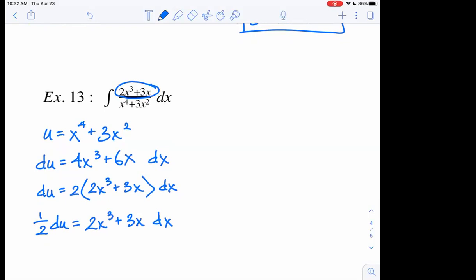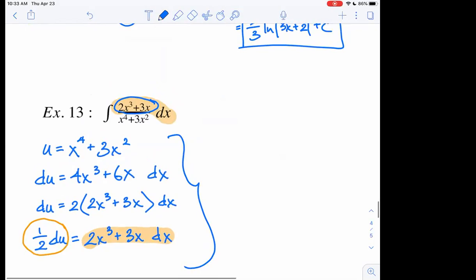Okay. So now we're good, right? Now everything matches? Yes, it does. Okay, cool. All right. So everywhere I see this 2x cubed plus 3x dx, so this top part, when I rewrite my substitution, all of that just becomes 1/2 du. And let's substitute. So I've got the integral of 1 over u times the thing in the orange, which is going to become 1/2 du.